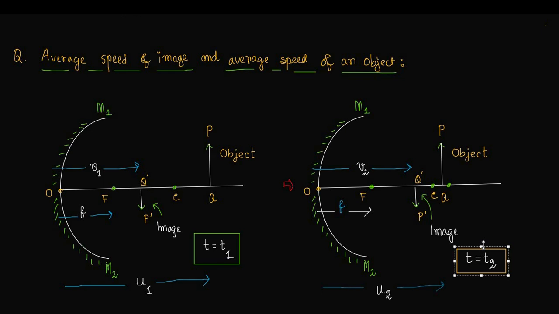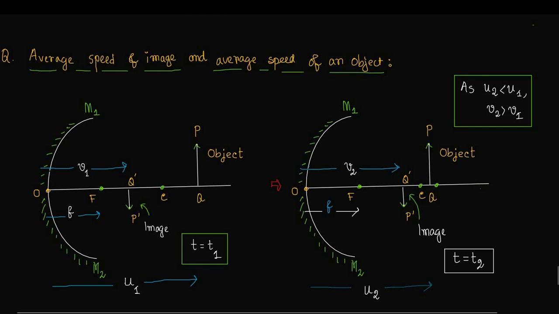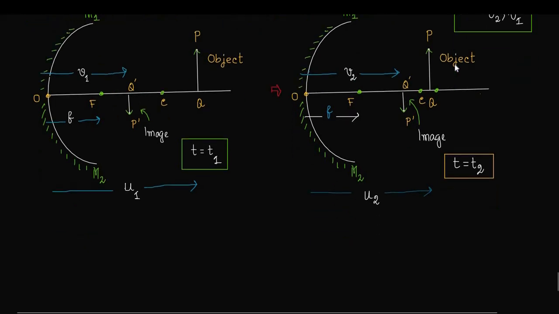u2 and v2 are the final distances of object PQ and P'Q' respectively at the instant t equal to t2 second. As u2 is less than u1, that's why v2 will be greater than v1. That means if the object distance is decreased, image distance will increase.